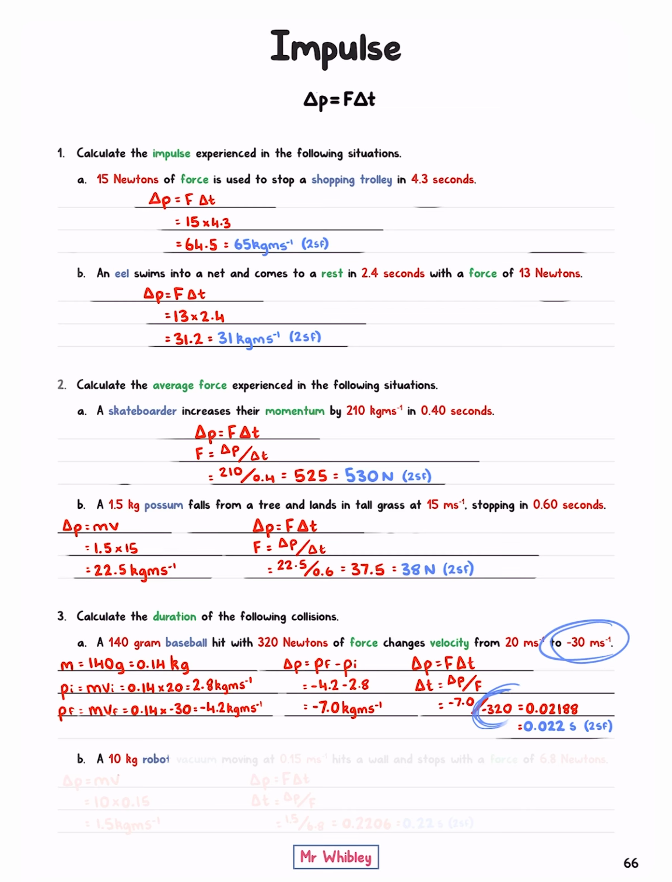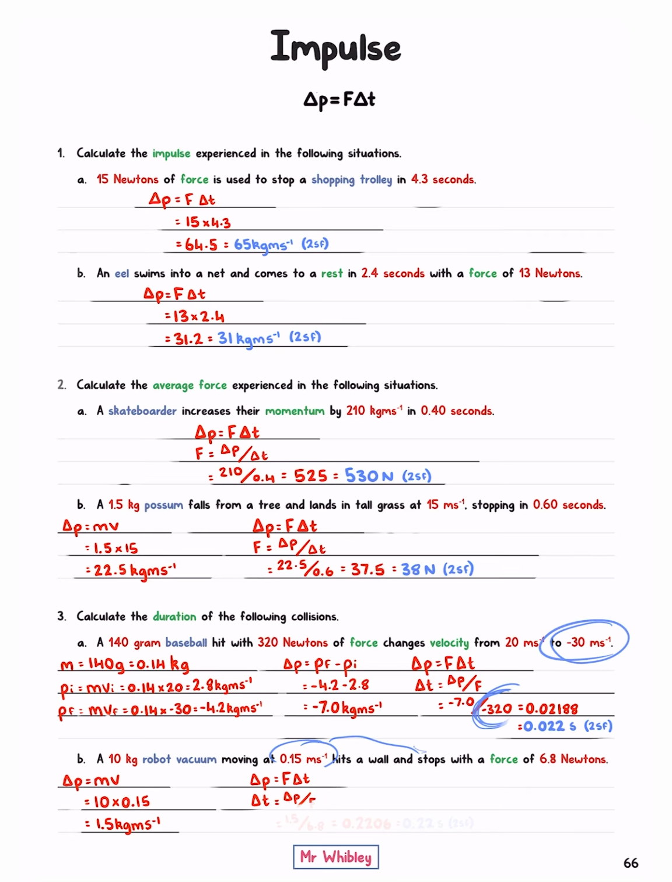A 10 kilogram robot vacuum, moving at 0.15 meters per second, hits a wall and stops with a force of 6.8 newtons. We can find the change in momentum, knowing the mass and knowing the change in velocity, which, because it starts with this velocity and then comes to a stop, is just going to be this velocity, giving me 1.5 kilogram meters per second, which we can use in our impulse equation, solve for time by dividing both sides by force, putting our numbers in, gives me 0.2206 or 0.22 seconds to two significant figures.